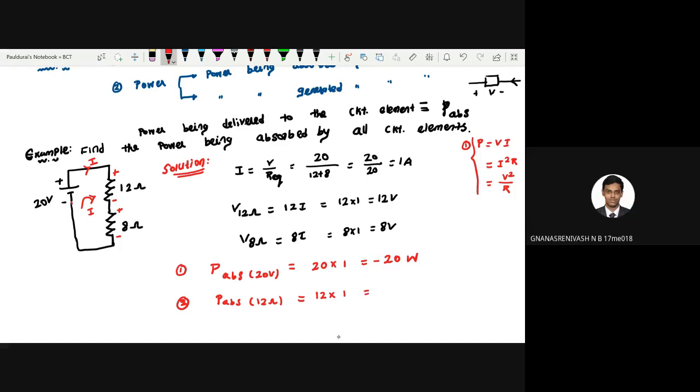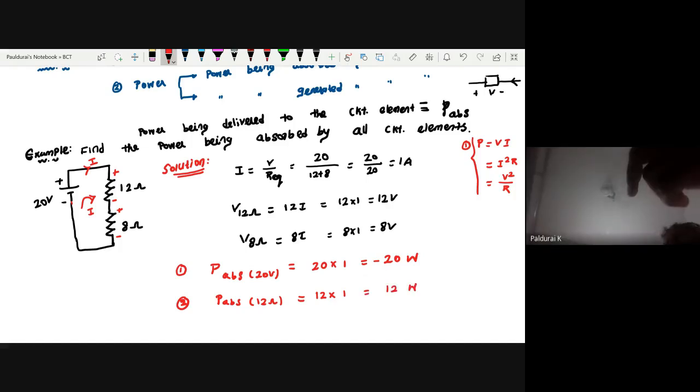Plus 12, sir. Plus 12. Yeah, very good. You know why, right? Because current is entering at the positive terminal. Current is entering at the positive terminal, so it becomes 12.